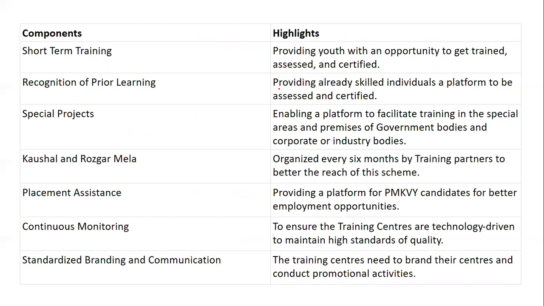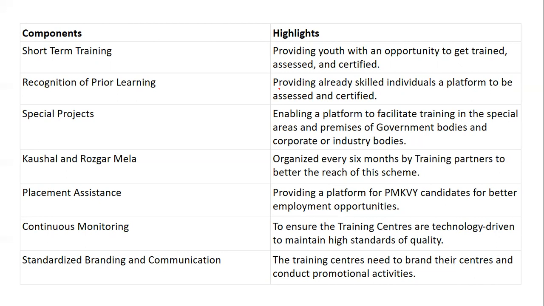Short-term training, which provides youth with an opportunity to get trained, assessed, and certified. Then we have recognition of prior learning, which helps in providing skilled individuals a platform. Then we have special projects, which give a platform as well as the premises to ensure there is training with respect to the departments of government as well as industry bodies. So this is taken ahead in collaboration.